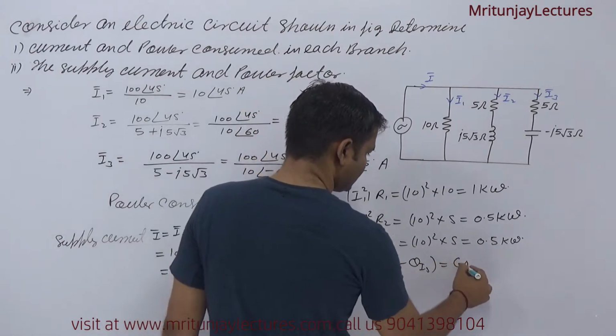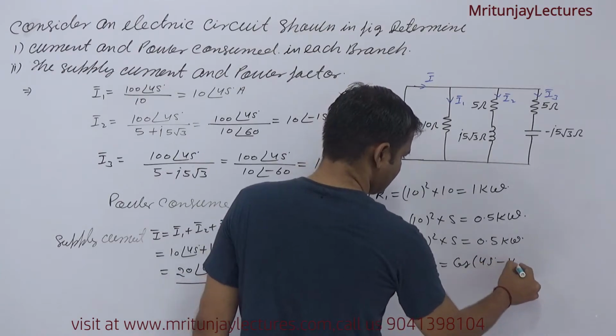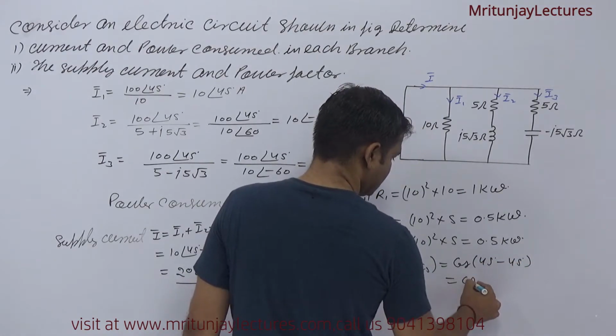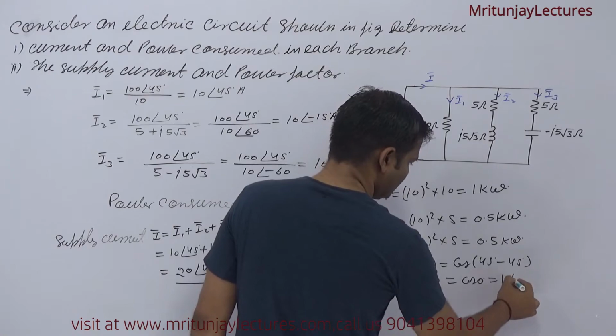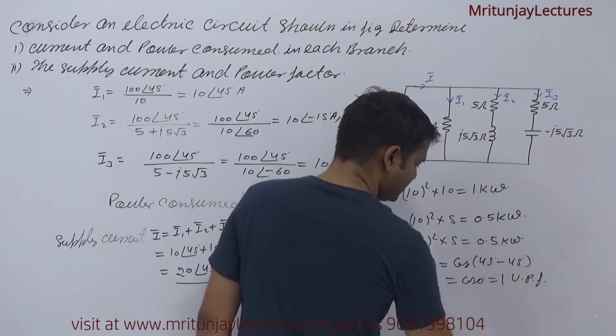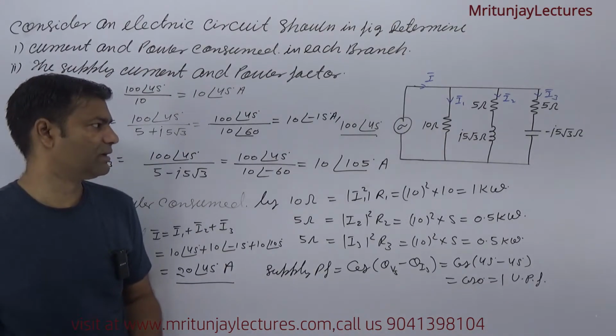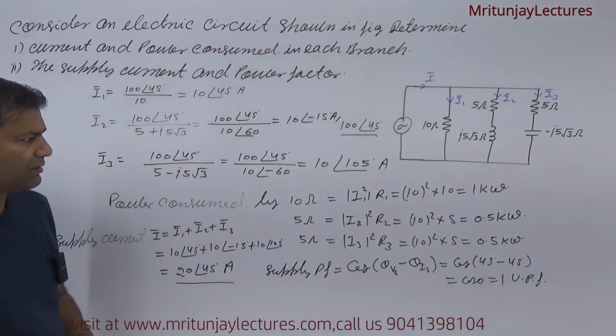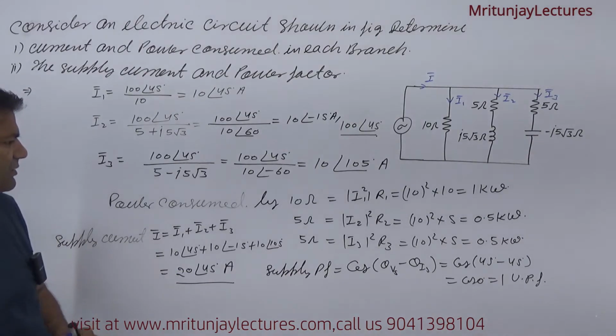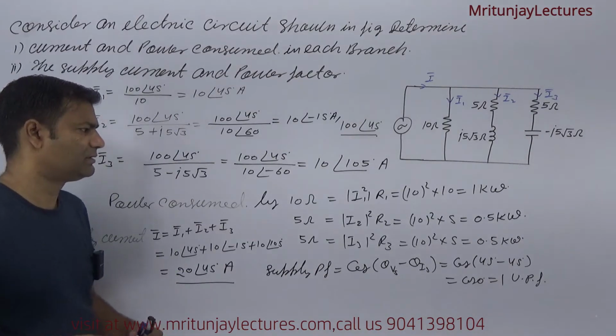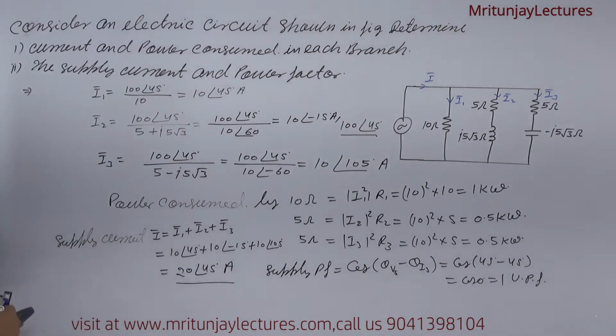So cos(45 minus 45) is cos 0, and what is cos 0? That is 1. So UPF, that is, the power factor is unity, that is 1. Okay, clear? If you want to make the phasor diagram, first of all plot it, and after that I will design.